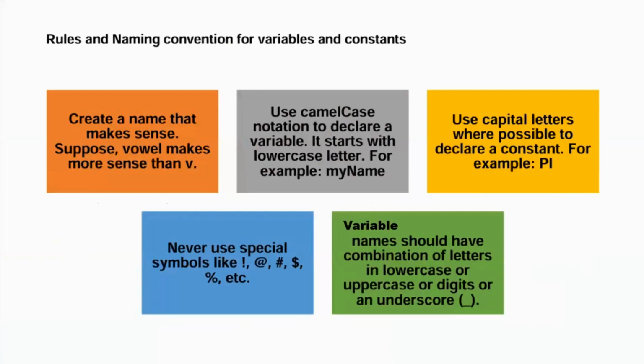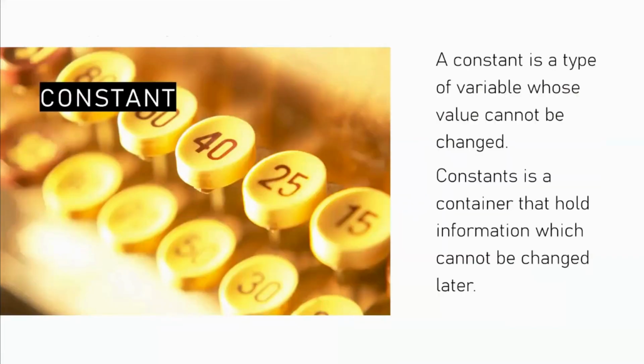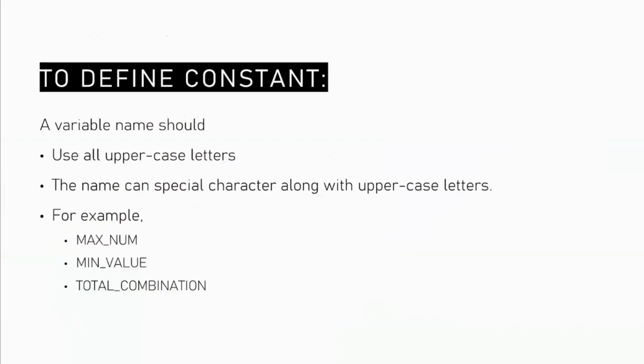There is nothing like a special way to create a constant in Python. Rather, it says for a variable name, whatever you are taking, use all uppercase letters to make it differentiable. Like in variable names, it suggests camel case, a combination of small letters and then a capital letter. Similarly, whenever you are creating a constant variable, use all uppercase letters so that it is clearly identifiable that the value of this variable will not change.